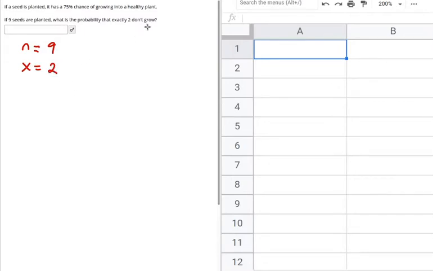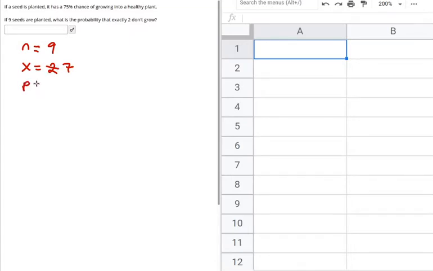Now, it is a little strange to think of not growing as a success, so if you want, we could do it with 9 and 7 being the success, in which case you have to change your probability of a success from 25%, which is the probability it doesn't grow, to 75% chance that it does grow. So I'm going to call 7 my number of successes. That means my number of failures is 2.